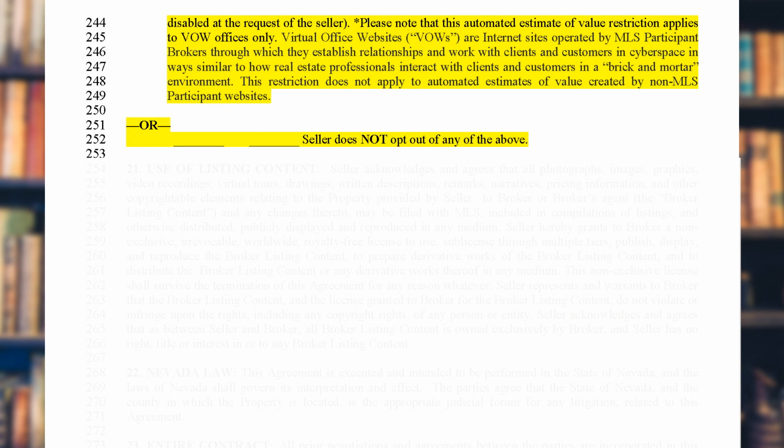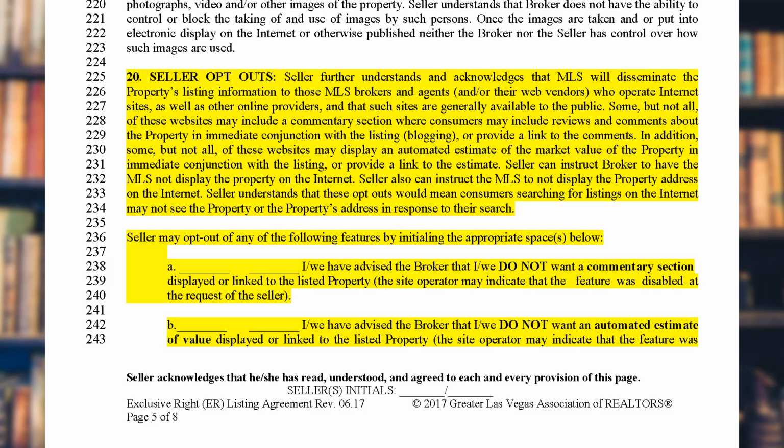Previously, GLVAR had 4 opt-out options. Those have been reduced to the required 2 opt-outs we just discussed. The 2 that were removed, not displaying the listing at all and not displaying the address of the property, are now referenced in Section 20, lines 232 through 235 of the listing agreement. Should the seller wish to not display the address or the entire listing, the parties can address it in the additional terms section. Agents are reminded to review Section 20 in its entirety.